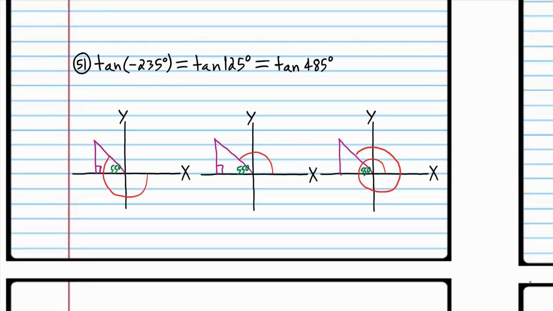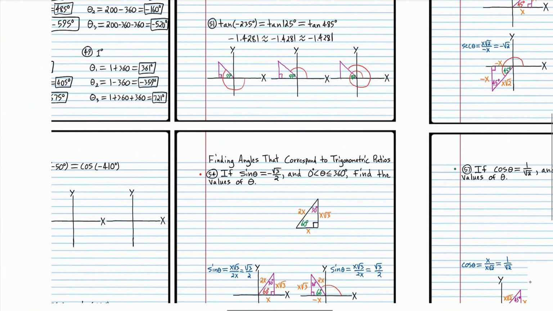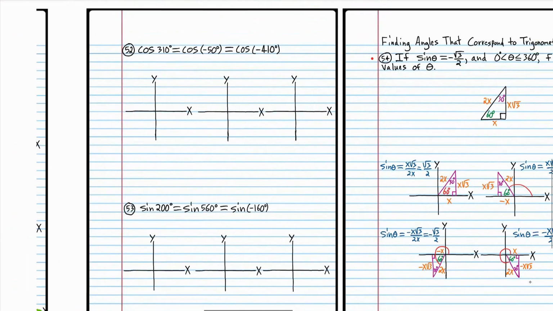So on our calculators, let's compute the tangent of a negative 235 degree angle, and we get negative 1.4281. And if we calculate the tangent of a 125 degree angle, we get again negative 1.4281, and so on and so forth. So this is just demonstrating why coterminal angles are so important.